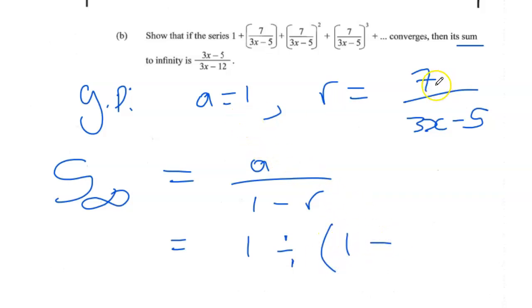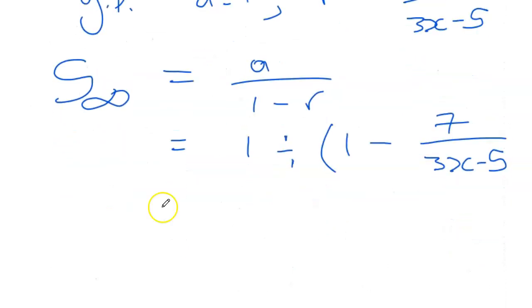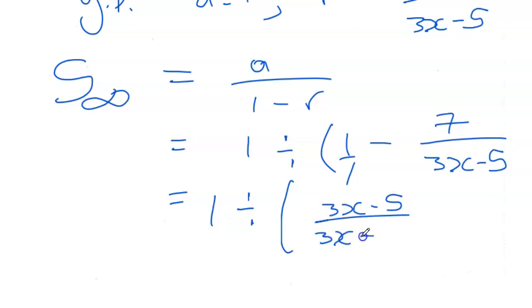And what is R? R is 7 over 3x minus 5. So what we can do is, in the bracket, put everything under one common denominator. We can rewrite 1 as 3x minus 5 over itself, same as 1. We conveniently do that to ensure we have a common denominator. And this is 7 over 3x minus 5.